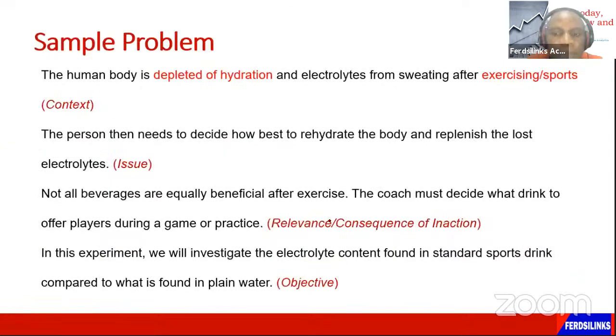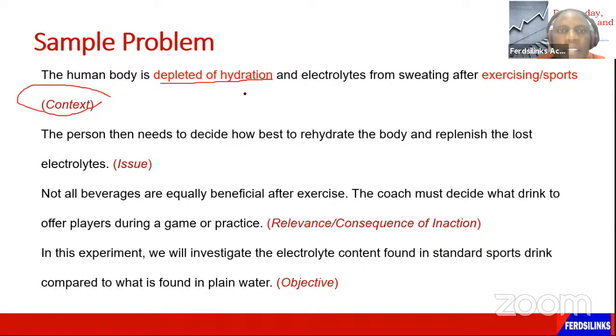We have an example for us to follow. A simple example: the human body is depleted of hydration after exercise. When you exercise, you lose a lot of electrolytes, and because of that, you need to rehydrate. That is called the context. There is a context that you are trying to establish.